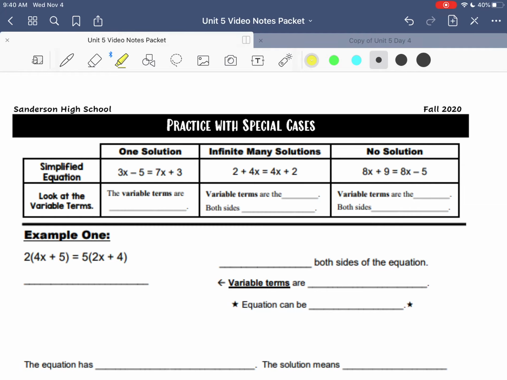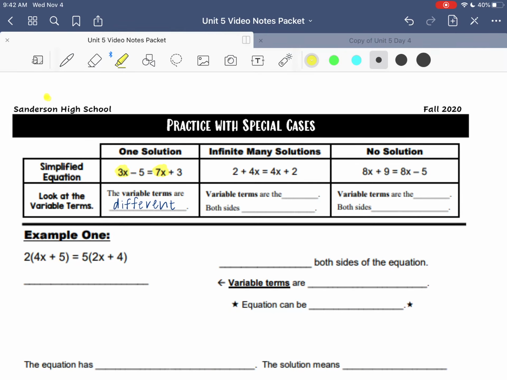When we look at these equations, we're going to focus on the terms with variables. So in that first equation, it says 3x minus 5 equals 7x plus 3. So I'm going to focus on just my variables, 3x and 7x. When we have variable terms that are different, so 3x and 7x are different, those are going to be our one solution kind of problems. So you'll actually be able to get an answer like x equals a number if the variables are different when you simplify.